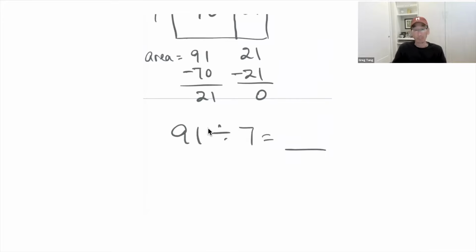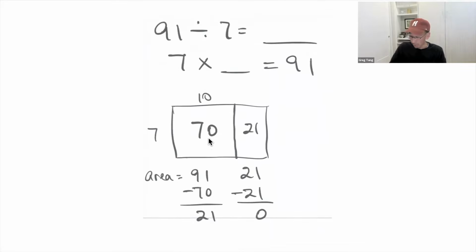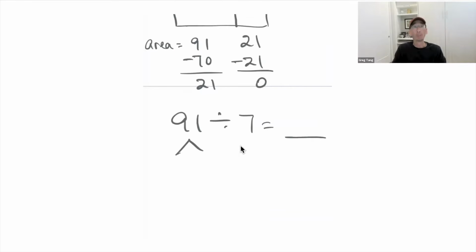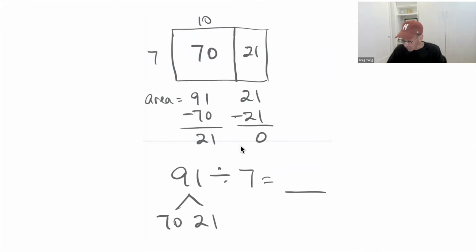Think back, kids. What did you do to the 91? You broke it into how many parts? 2. Good. Guess what we're going to do to the 91? We're going to break it into 2 parts. 2 different parts or 2 of the same parts? Exactly the same, 70, 21. It's literally the exact same thinking. 91 is 70, 21.